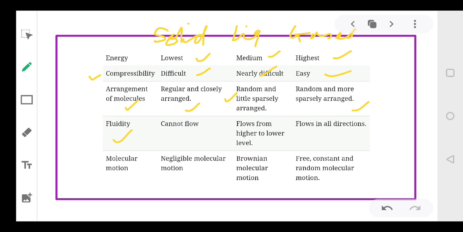Fluidity means the tendency to flow. What is fluidity? The tendency to flow. So solids cannot flow. Liquids flow, but the maximum tendency to flow is in gases. So gases have highest fluidity. Then is the motion. Solids cannot move. Liquids move. Gases are free to move. They can move in all possible directions. Right everyone?